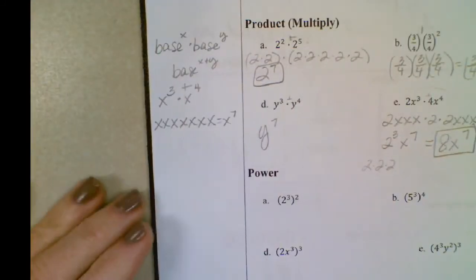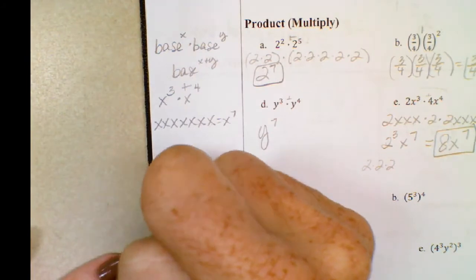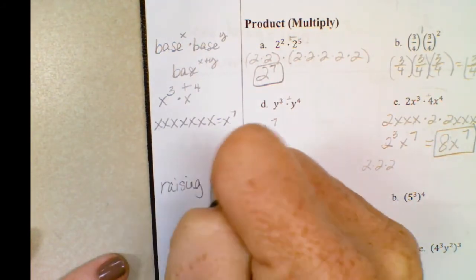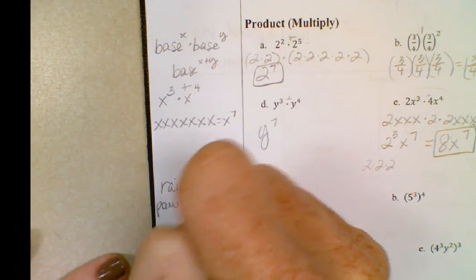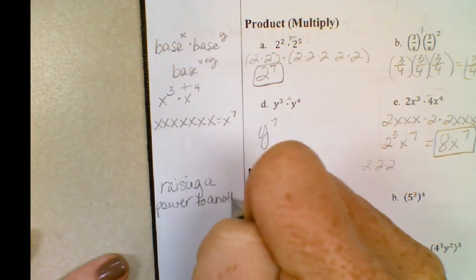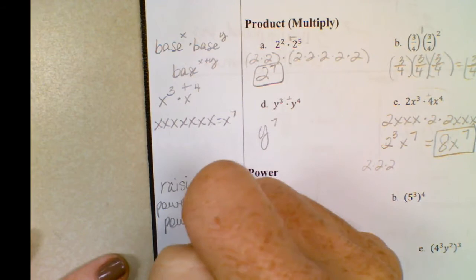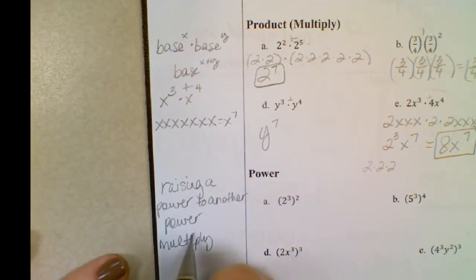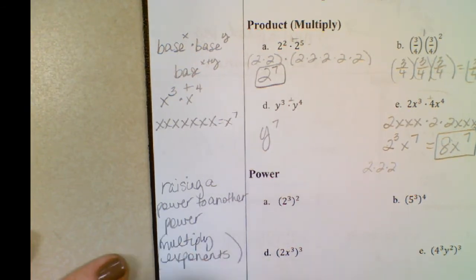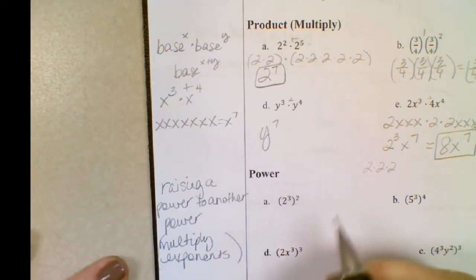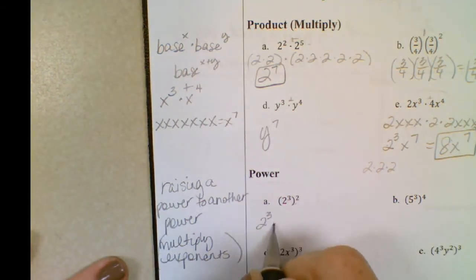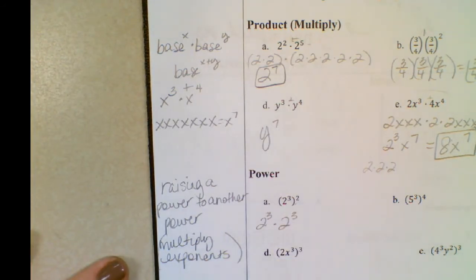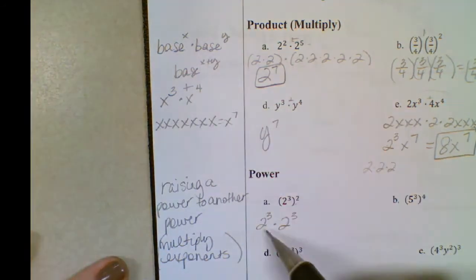Okay, power rule means when you are raising a power to another power. Again, expanded form kind of helps here. And what you're going to do with those is you're going to multiply the exponents. I'll show you how that works. Okay, so 2 to the third squared really means 2 to the third times 2 to the third. Well, now you know from the product rule that if I have the same base, I can just add those exponents. So 3 plus 3 is 6.